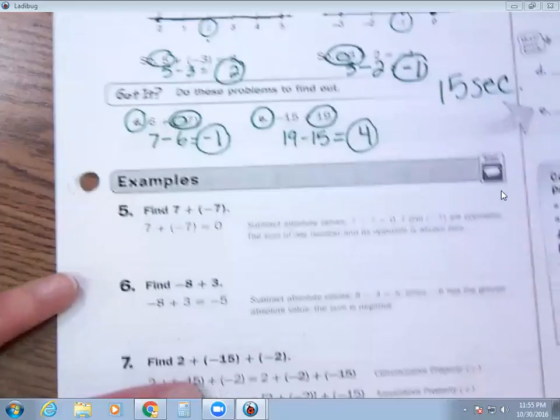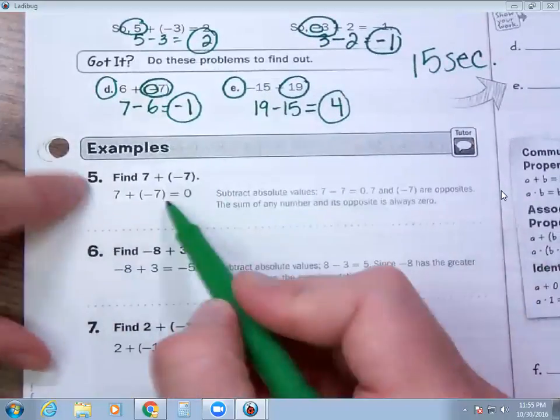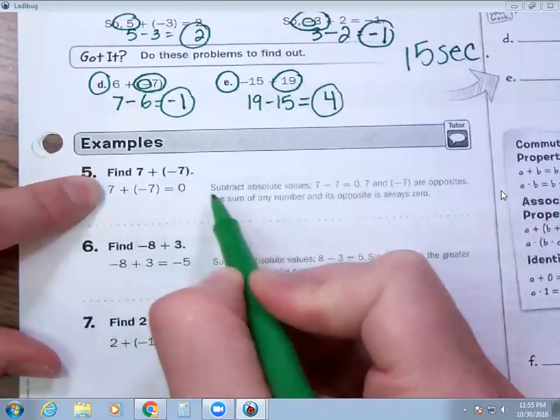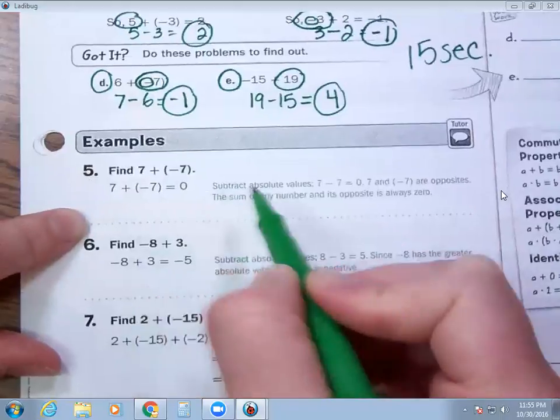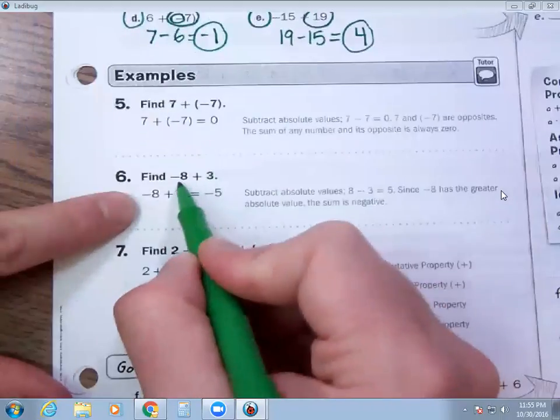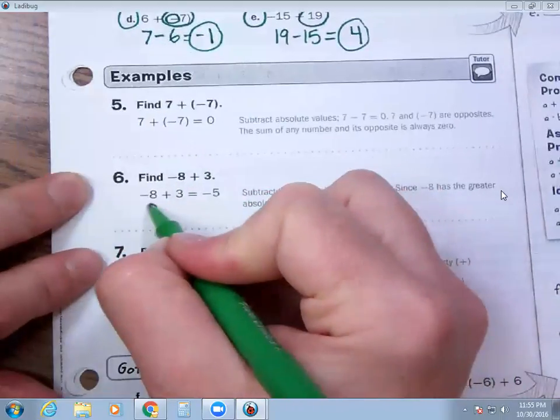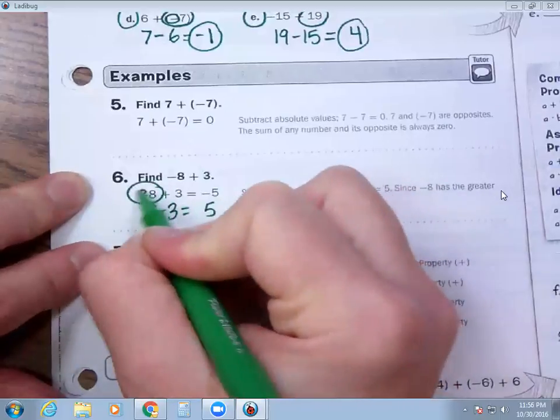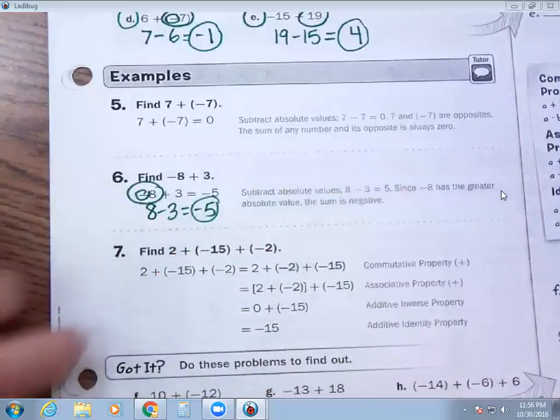All right. Let's look at a couple other examples. Remember when we talked about that additive inverse property where 7 plus negative 7 is 0? This is just a reminder of that. It's still true. And negative 8 plus 3, well, let's practice. It means 8 minus 3, which is 5. And then our negative sign is going to win. It's the winner. So it's negative 5.